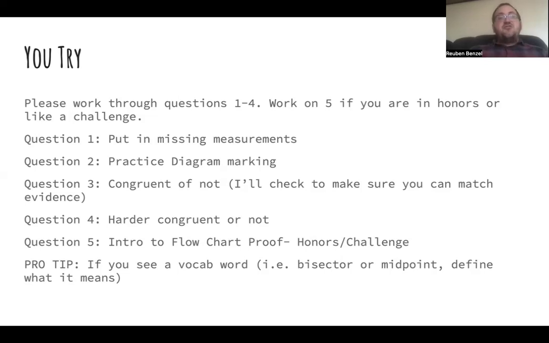Question 1 on your You Try is just putting in the missing measurements. Question 2 is the practice of diagram marking. Question 3 is similar to what we just did: are they congruent or not? And if you are feeling ready to delve into proofs, question 4 and question 5 are really good places to start. I think you could actually make a pretty good dent on this. So take a pause here for a minute.